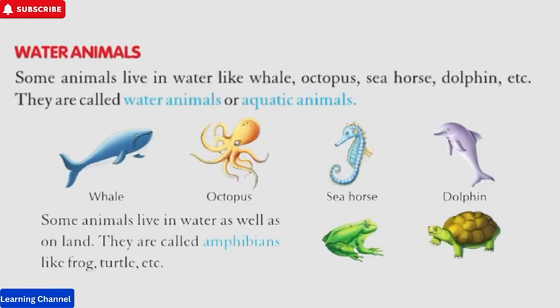Now let's move to the water animals. Some animals live in water like whale, octopus, seahorse, dolphin, etc. They are called water animals or aquatic animals. For example, whale, octopus, seahorse and dolphin. Some animals live in water as well as on land. They are called amphibians like frog and turtle.